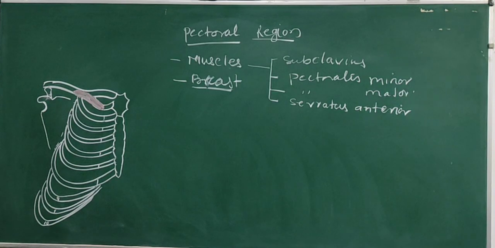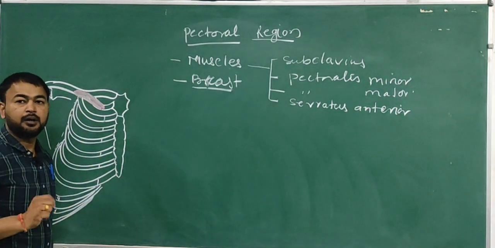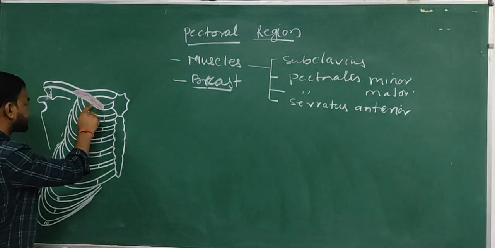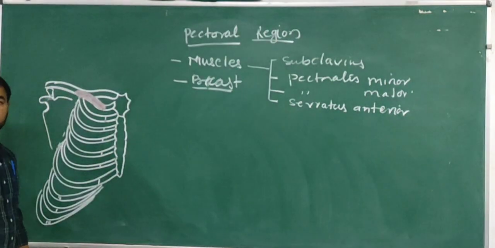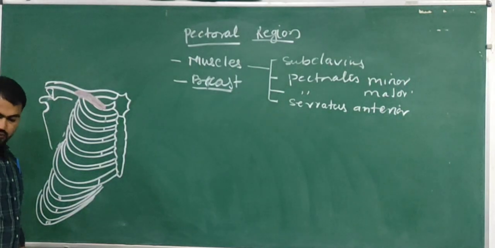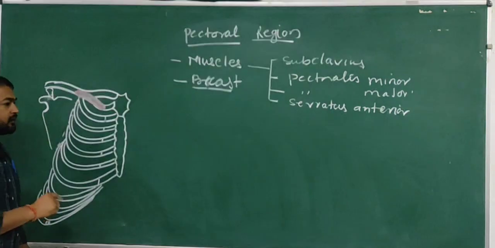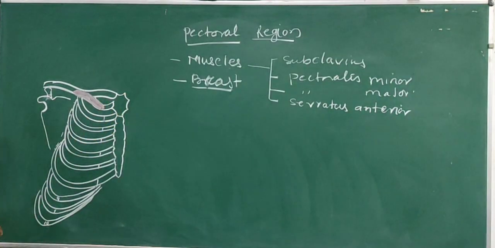Nerve supply is the nerve to the subclavius, which is a branch from the upper trunk of the brachial plexus. Action: it stabilizes the clavicle when it is pulled downwards and medially. So it stabilizes the clavicle. That is the subclavius muscle.